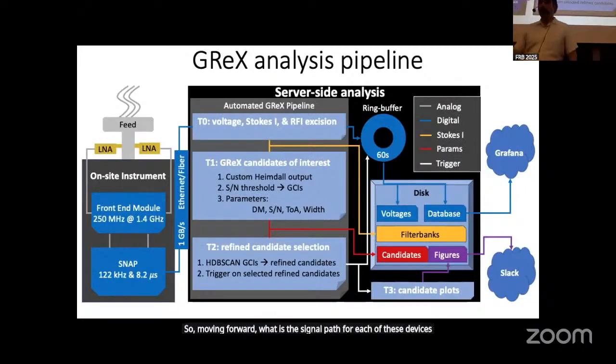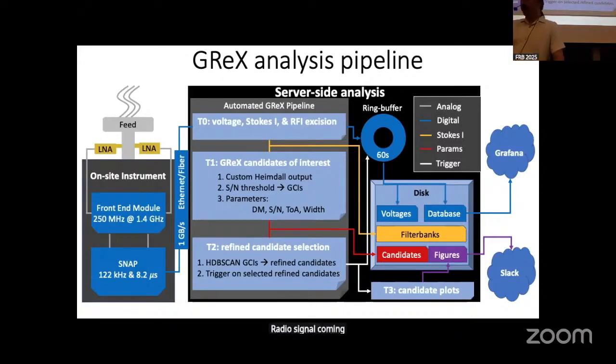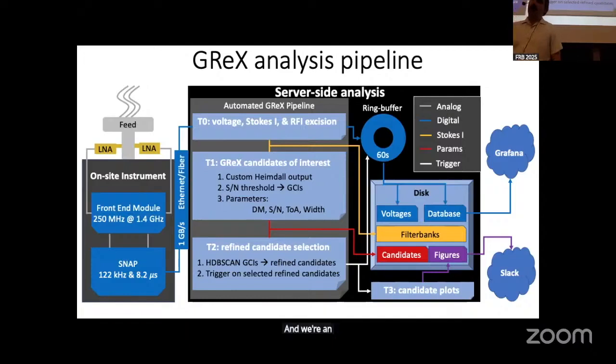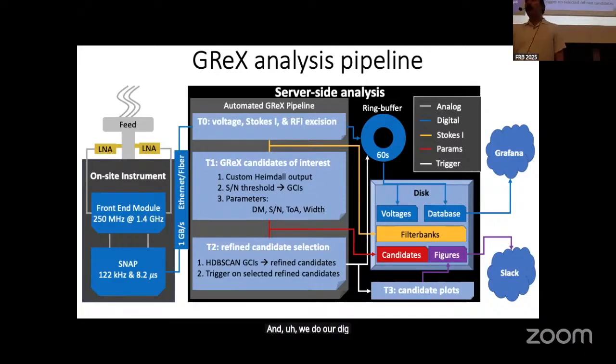I have a bit of a diagram starting directly from the radio signal coming from the sky. It goes into our feed through our low noise amplifiers. These are the same ones used at DSA-110 and into our front end electronics enclosure. And we're an L-band survey, so our center frequency is 1.4 gigahertz. We've got 250 megahertz bandwidth, and we do our digitization on a SNAP board with around 8.2 microsecond time intervals.